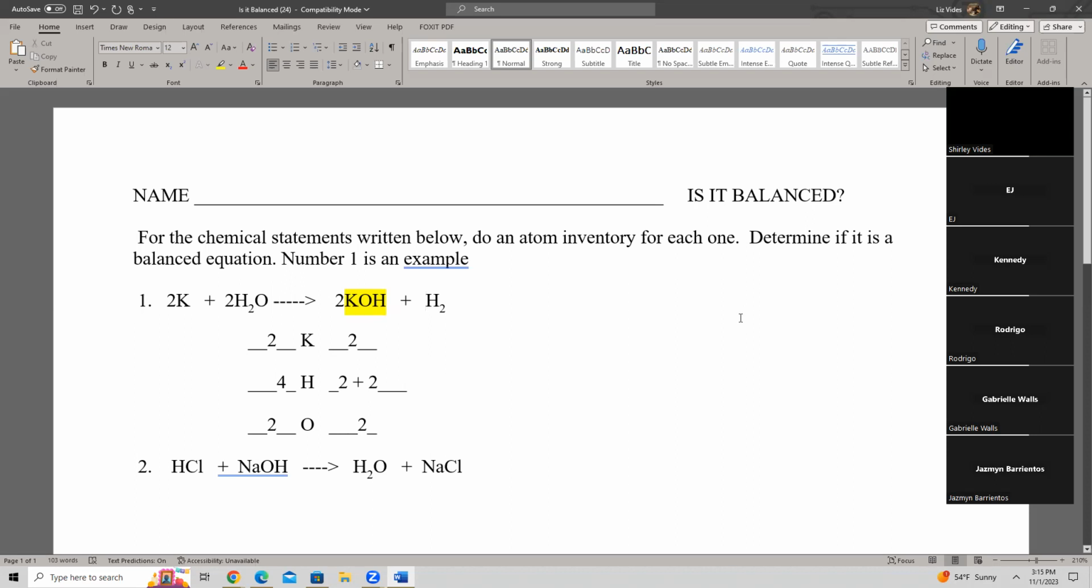Now let's do another balancing. Okay, let me show you how I would do it without this thing here. Okay, this is how I would do it without the inventory method.